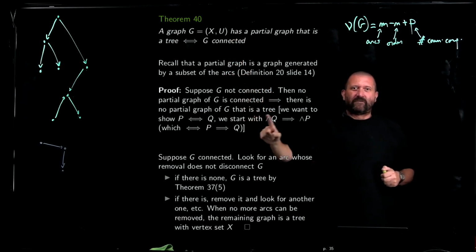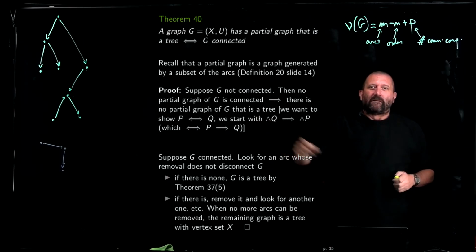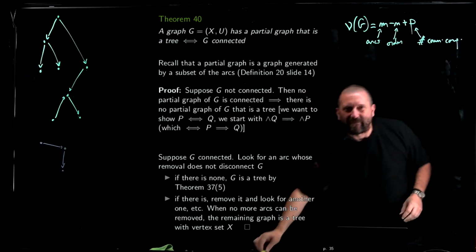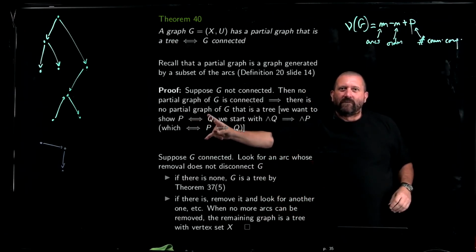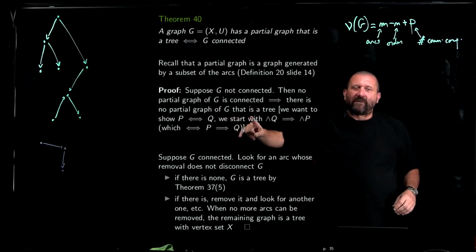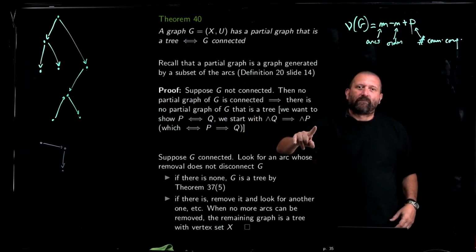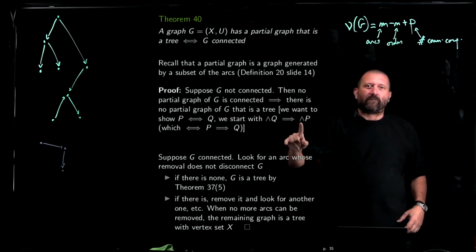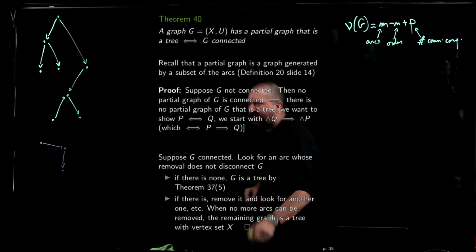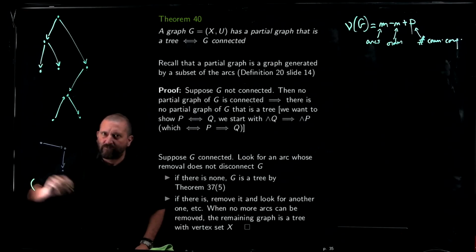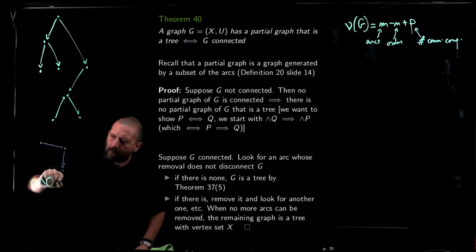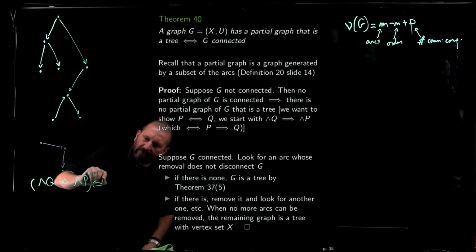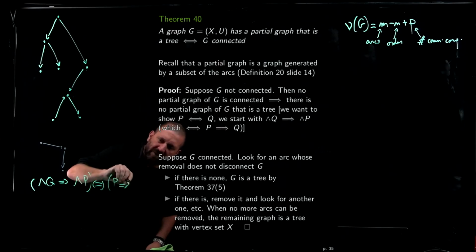To do this, I use a contrapositive. Remember, we want to show that P is equivalent to Q. What we're doing is starting with not Q implies not P, because we know that this is equivalent. The two statements are the same. Not Q implies not P is equivalent to P implies Q.